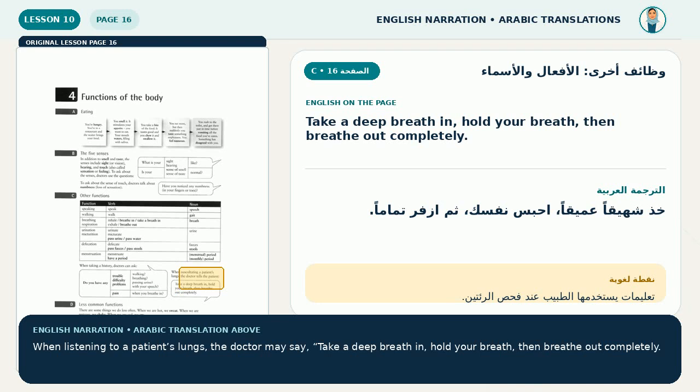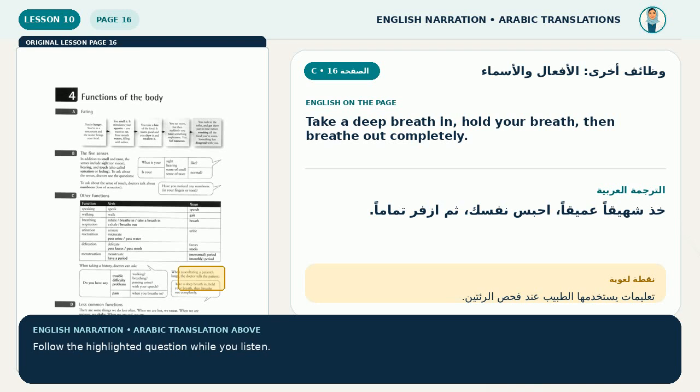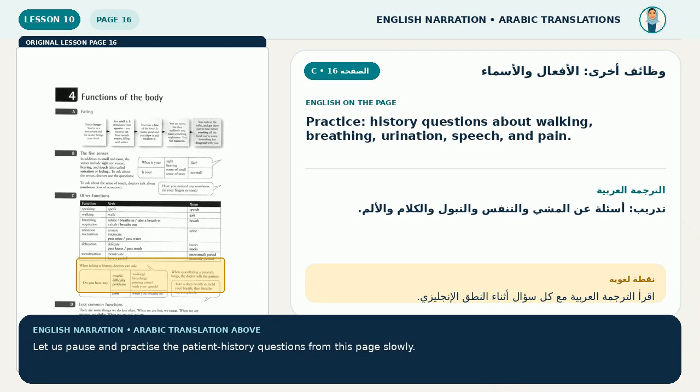Let us pause and practice the patient history questions from this page slowly. Read the Arabic translation on screen as each question is spoken. Do you have any trouble walking? This asks about the ability to walk. Do you have any difficulty breathing? This asks about breathlessness. Do you have any problems passing urine? This asks about urination. Do you have any trouble with your speech? This asks about speaking and language.